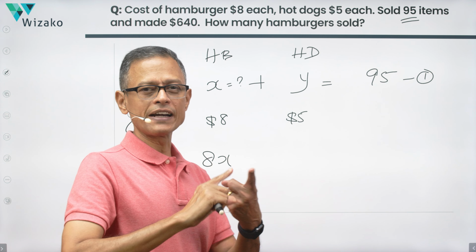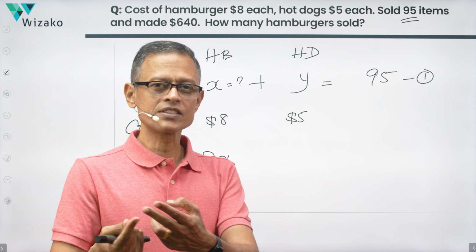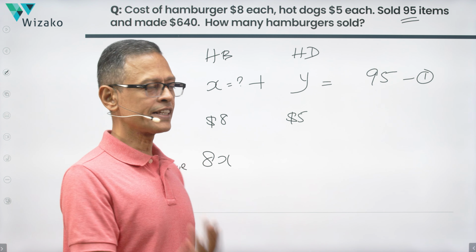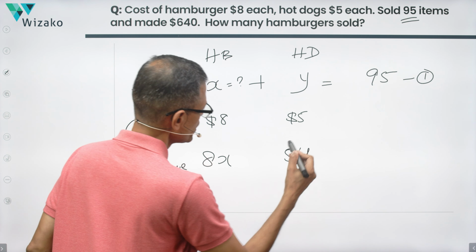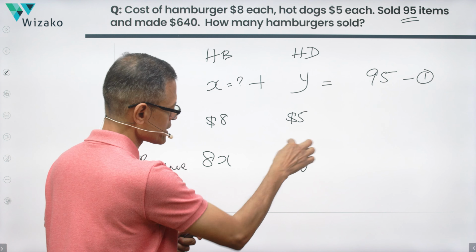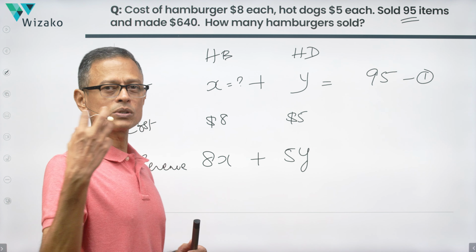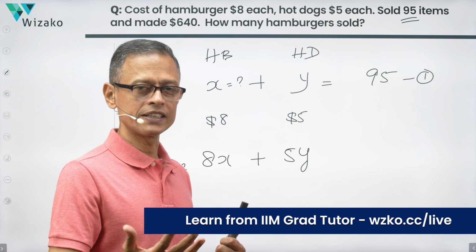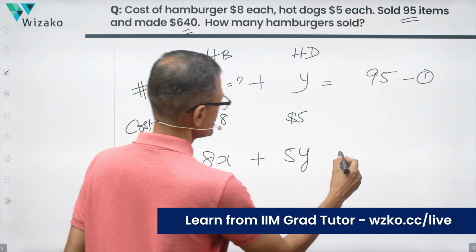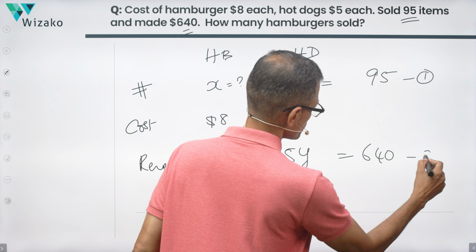How much do they make from hot dogs? From one hot dog, $5. 10 of them they would have got $50. 2 of them they would have got $10. So they are going to get $5Y. So revenue from hamburgers plus revenue from hot dogs will be the total revenue that they made, the amount they made on that day, which is equal to 640. So we get the second equation also in place.